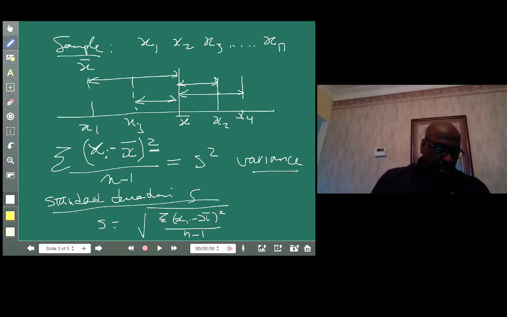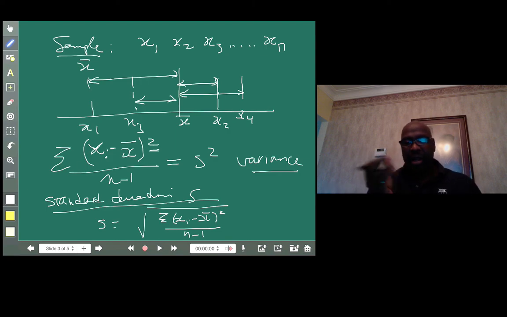So that measure is very important to us. If you're looking at the value of stocks, for example, if you have large standard deviations in the value of a stock, then it means that stock is fairly volatile. So S measures the volatility for us. If the standard deviation is very small, that means the values are very close to the average, and that's a fairly stable stock.